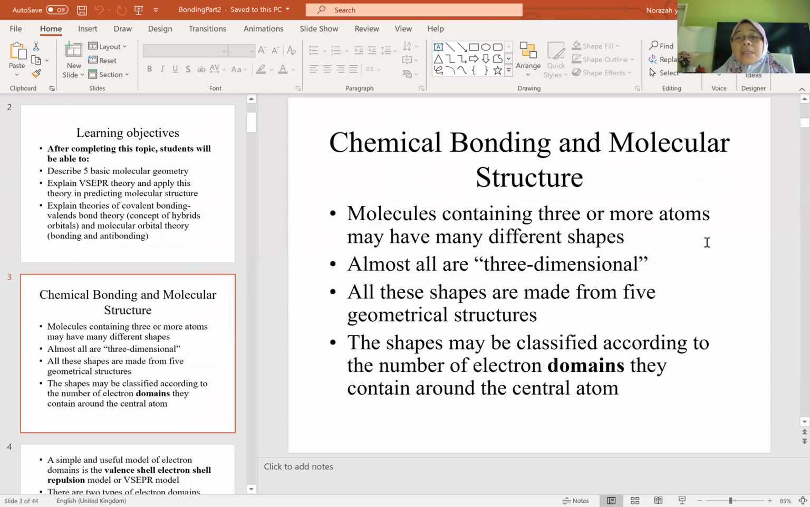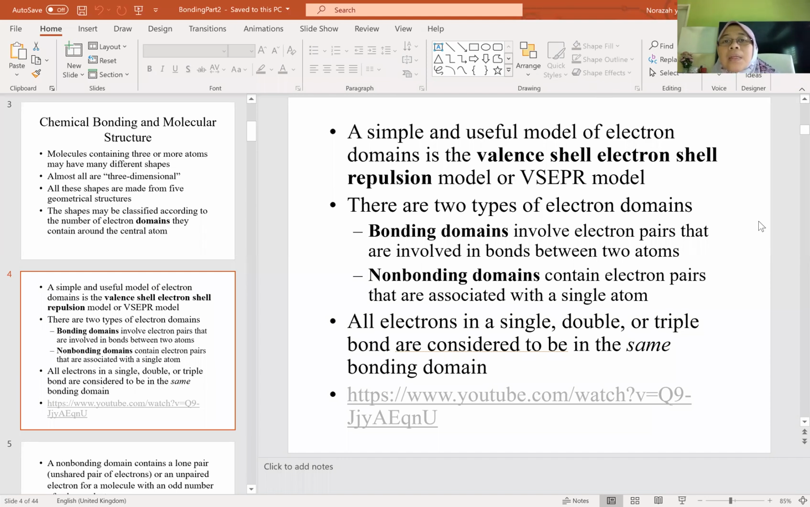So let us discuss the VSEPR first. So molecules or compounds containing 3 or more atoms will have many different shapes. And this is the 3D form. We have discussed the Lewis structure in 2D form. So how do we determine the shapes or the molecular structure of this compound? So first, we discussed about VSEPR.